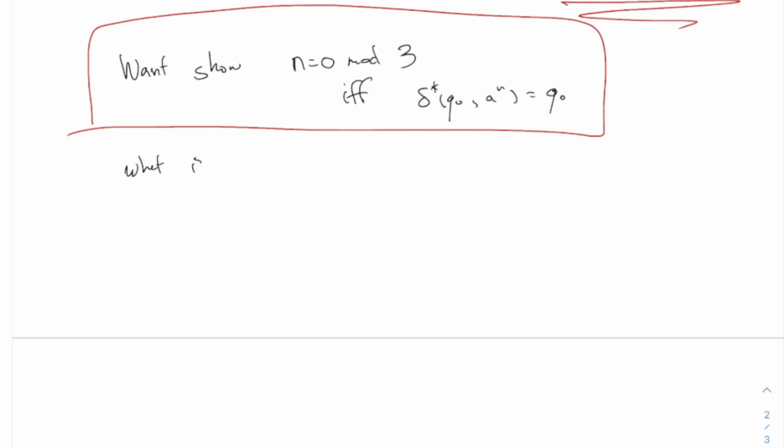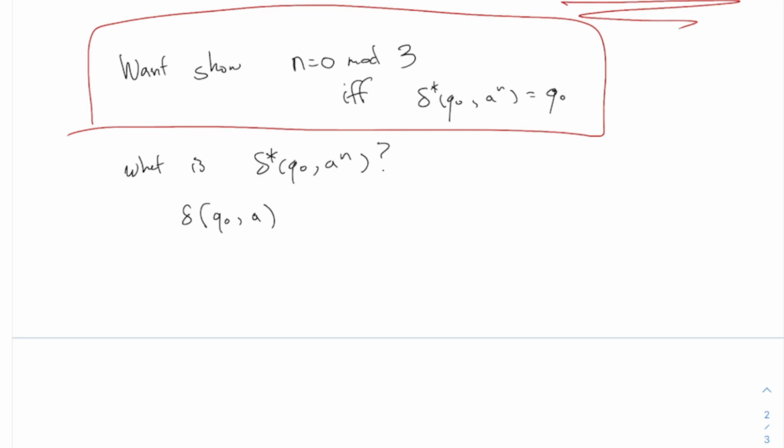What is delta star of Q0 and a to the n? All right. Maybe we could just try some simple little examples. Let's just look at delta of Q0 and a. Delta star is sort of what you get by doing these deltas over and over again. So maybe to try and understand this, we could just say, what is delta of Q0 and a? What do you say?